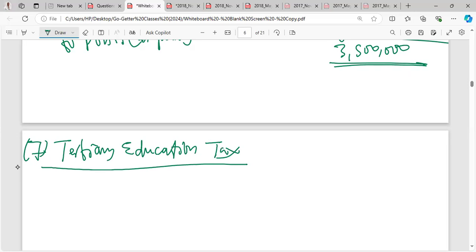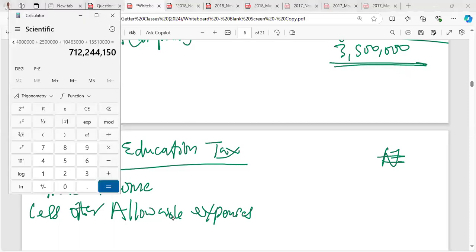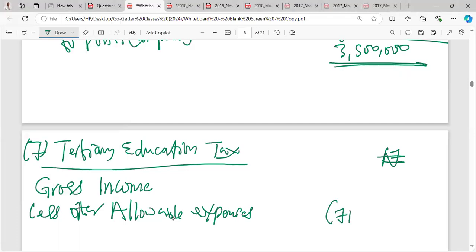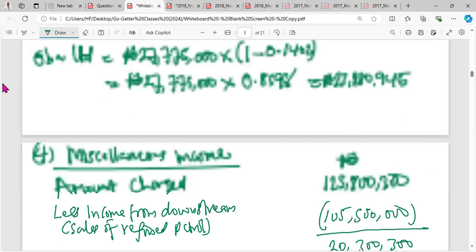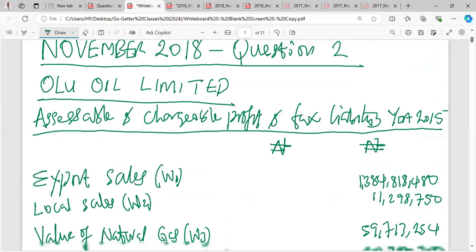Okay, so we'll start with gross income. We'll go and fetch that. Less other allowable expenses. And we know that to be 712,244,150. So let's go and fetch our gross income and bring it down here. So we are moving up and moving down. Okay, for me to remember, I'm going to bring it down here.